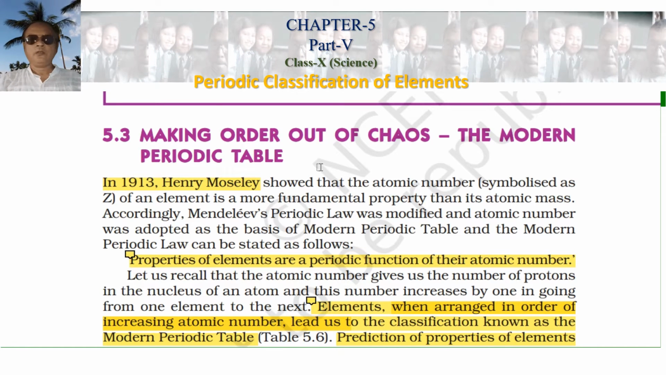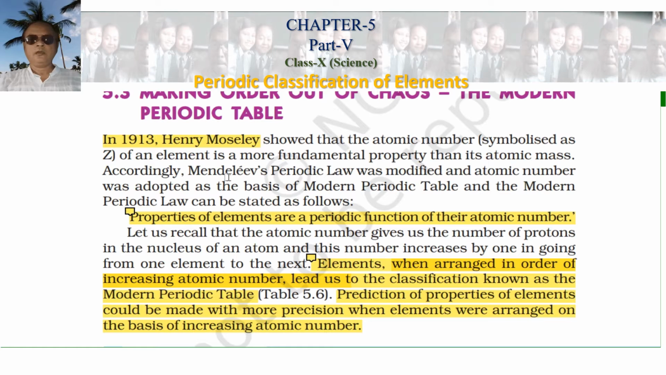elements are arranged according to their atomic number. So what is atomic number? Atomic number is the number of protons in the nucleus. So Mendeleev's periodic table was modified and atomic number was adopted as the basis of the modern periodic table, and the modern periodic law can be stated as follows.